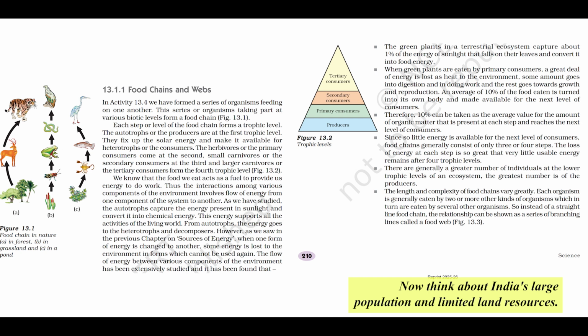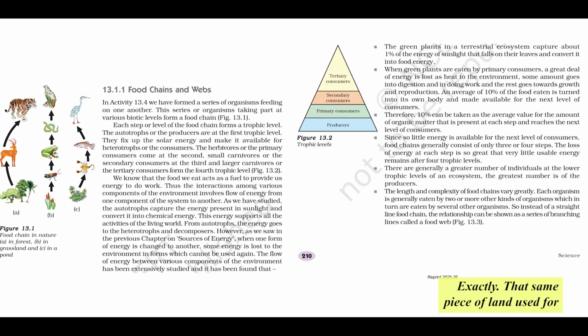Huge. Now think about India's large population and limited land resources. If we use land to grow crops, grains, pulses, vegetables that people eat directly, we're accessing that first 10% transfer. More efficient. Much more efficient. That land can sustain a large number of people. But if we use that same land to grow feed for animals and then eat the animals, we lose 90% when the plant becomes animal feed and another 90% when the animal becomes human food. Massive energy loss.